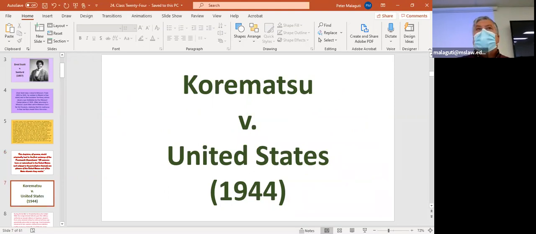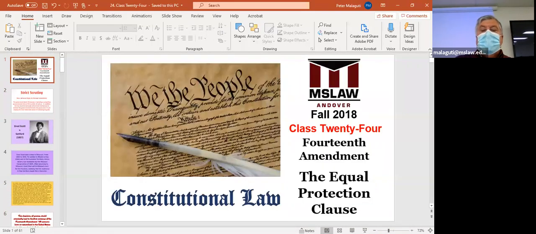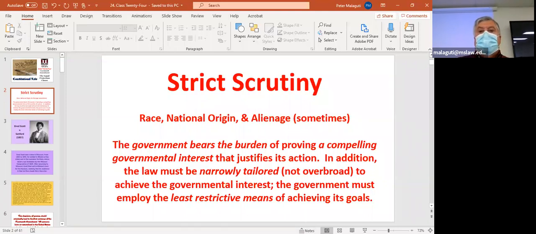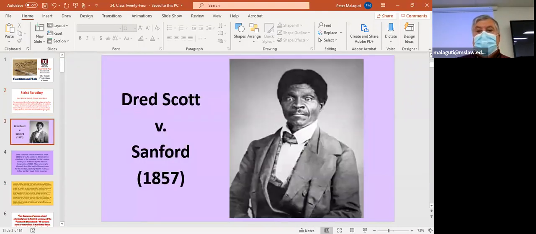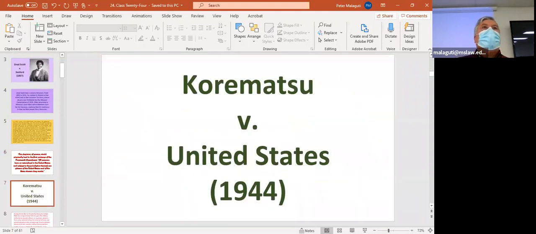Korematsu versus the United States. This is a case that is not based on national origin. Well, it's based on national origin and it's based on race, but it is not based on alienage. Fred Korematsu, the plaintiff in this case, was born in the United States. He was a United States citizen from birth.